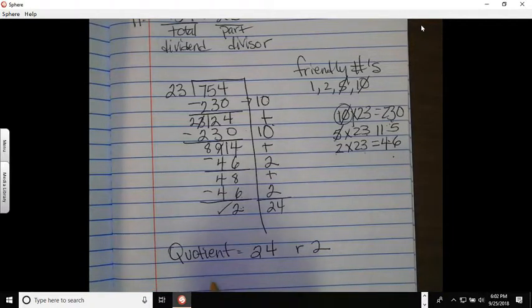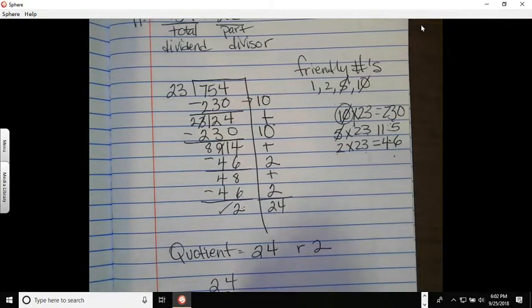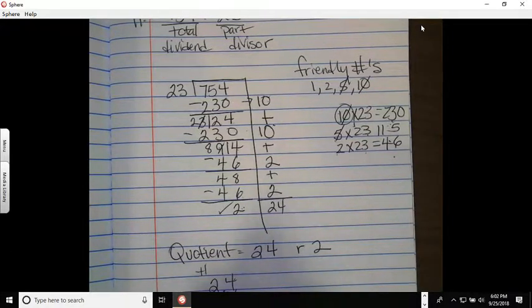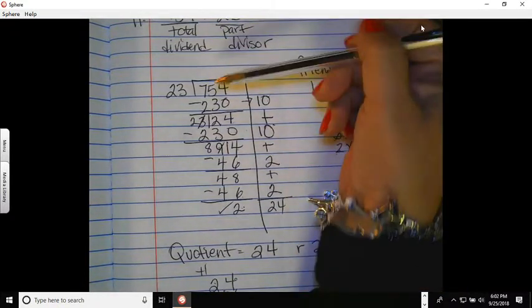So I'm going to check my work. 24 times 23. Can anybody catch my work? 3 times 4 is 12. Carry my 1. 3 times 2 is 6 plus 1 is 7. And done here. Put my 0. 2 times 4 is 8. 2 times 2 is 4. See, I'm skipping, so I made my mistake here.